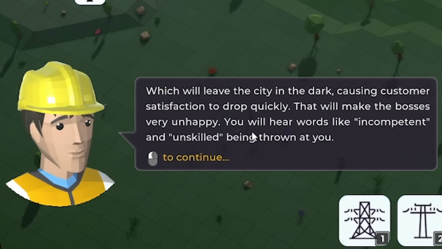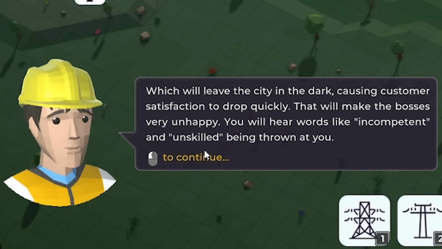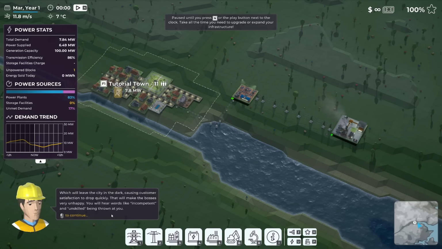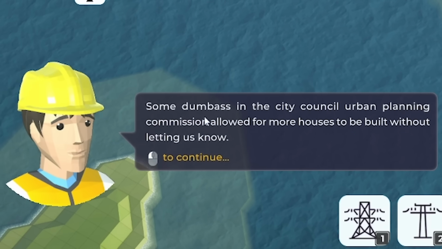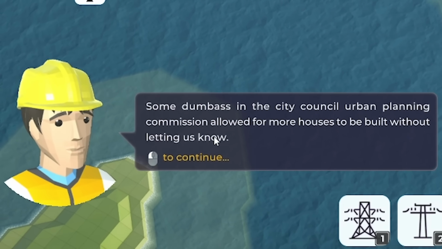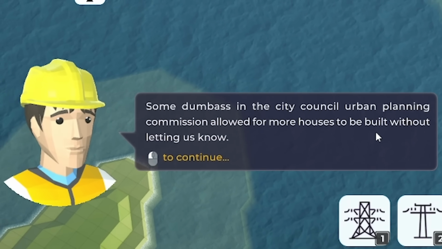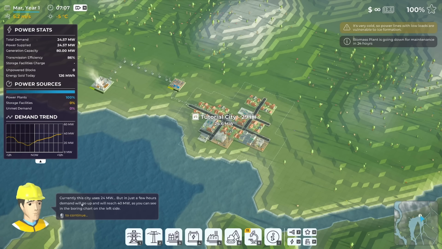And then a bit of a warning that we might hear words like incompetent and unskilled being thrown at us. But that's because we're an architect, so what would we expect? All right, so here we are in our new city. Now, we've been told some dumbass in the City Council Urban Planning Commission allowed for more houses to be built without letting us know. This is a super realistic game, not gonna lie.